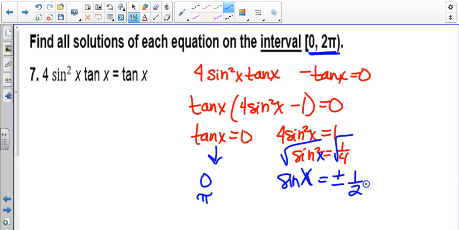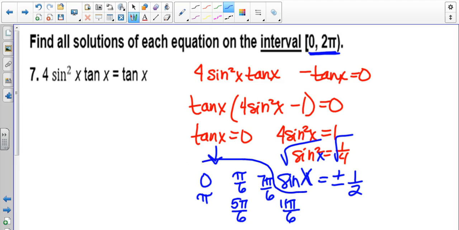Where's the sine positive 1/2? Okay. And one more spot where it's positive. 5, 6. And where's the sine negative 1/2? And okay, so we're thinking we have this many solutions.